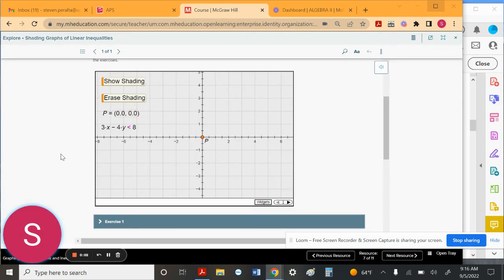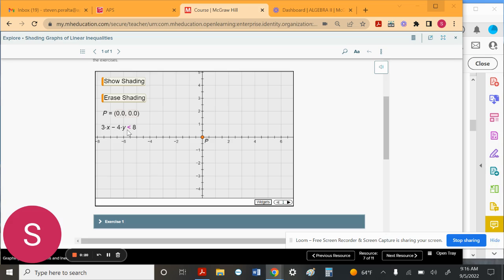Okay, so now we're going to finish up section 115 in Algebra 2, and this is dealing with linear inequalities for shading graphs. The first part was just dealing with linear equalities, so showing that.